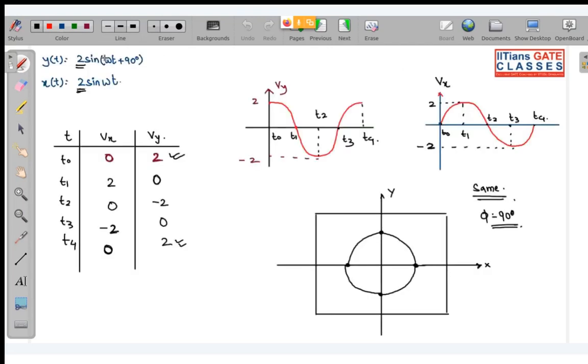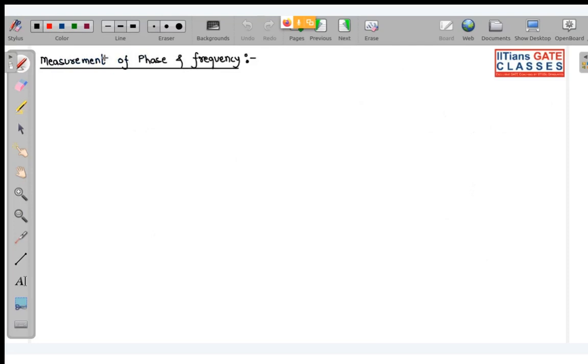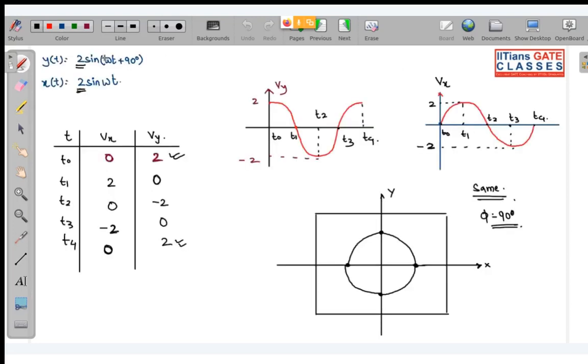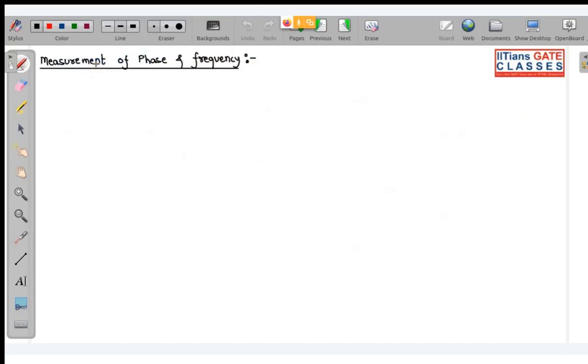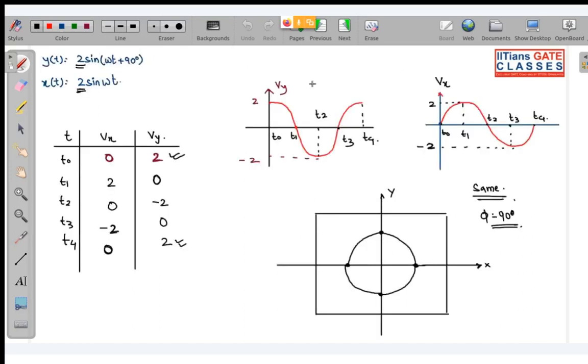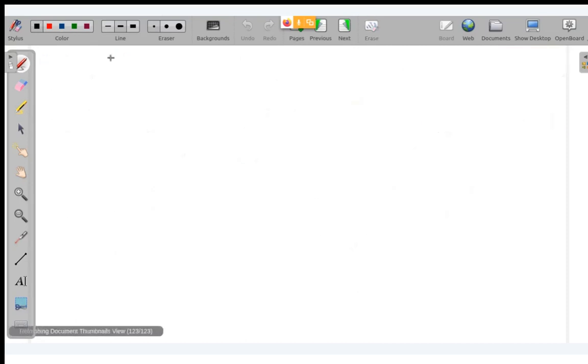So now, basically, I have taken two things. We are going to see the measurement of phase and frequency. First we are going to see the measurement of phase. How do we measure phase? For measurement of phase, we keep the amplitude constant. Do you want me to sketch one more diagram? Chalo, we will sketch one more diagram.